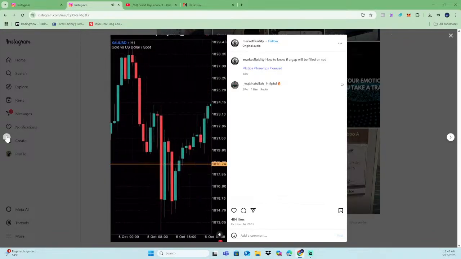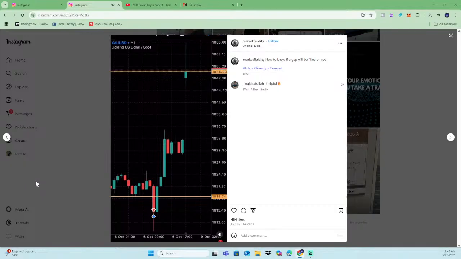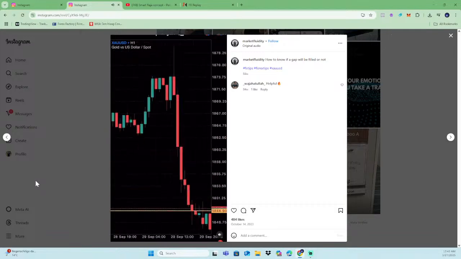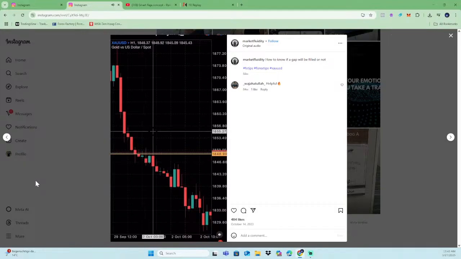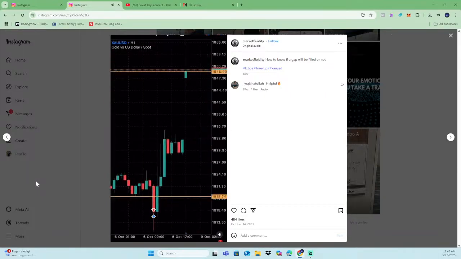So how do we know that the gap is going to get filled, right? This is the 1 hour time frame. We are at 1848. Let's take a look to the left hand side. Looking to the left, you see this is where the resistance was, 1848, 1849, 1850. If price stays above 1850, that means the gap is not going to get filled. If we stay below 1848, 1849, then there's a very high probability for the gap to get filled. So that's how you know. So we gotta wait.